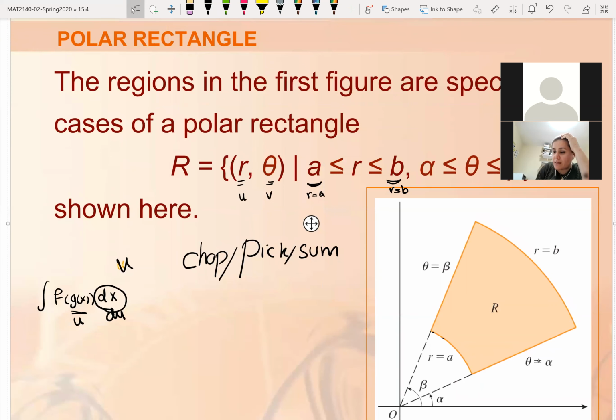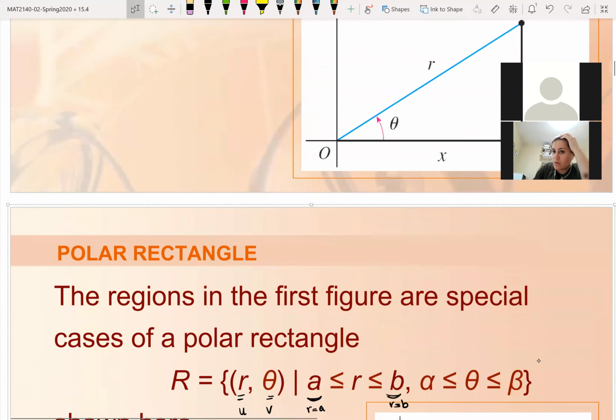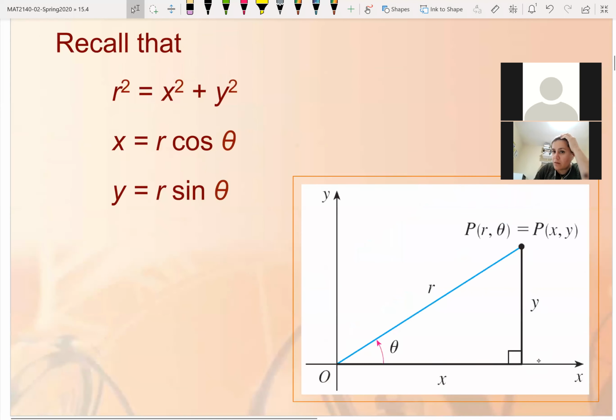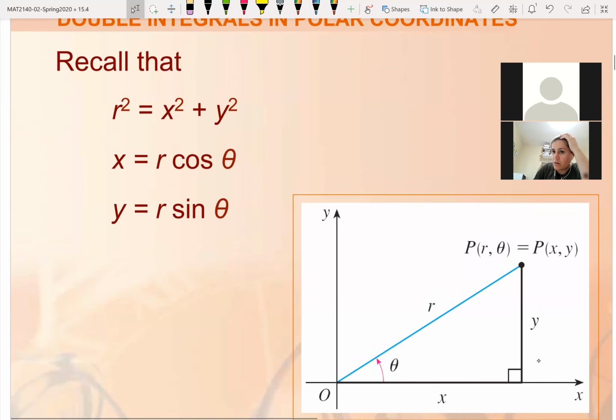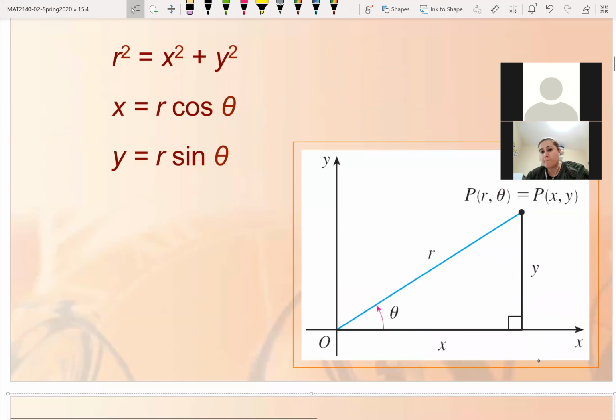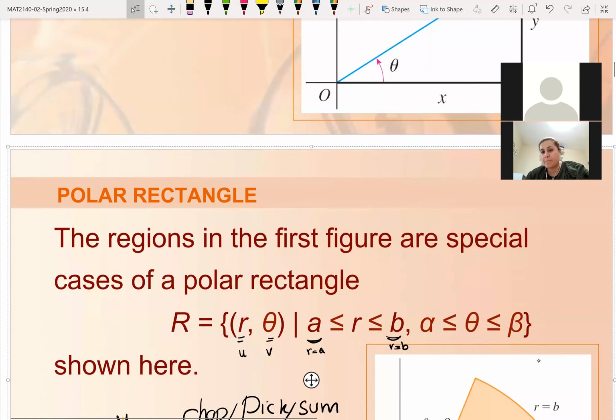Where exactly do you need to go? Here, the formula. Okay, no worries. Move on. Okay.